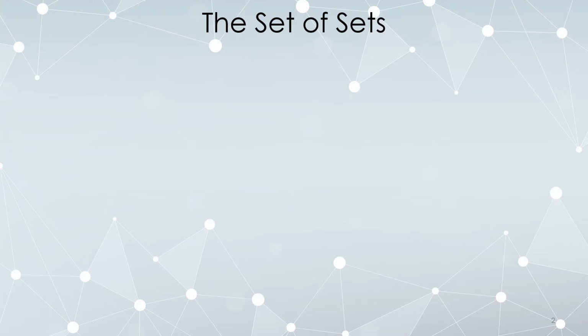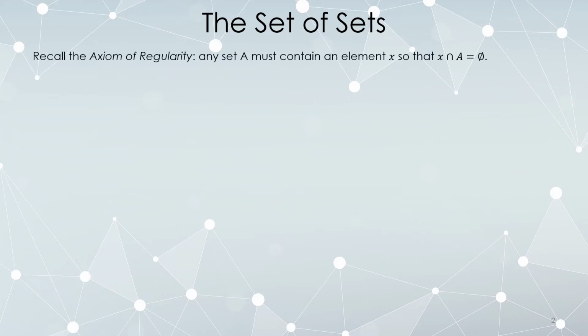So we're going to go over something known as Russell's paradox, which has to do with trying to construct a set that contains all other sets. So recall the axiom of regularity. Any set A must contain an element which is disjoint from the original set. Remember, in Zermelo-Fraenkel theory, the elements of the universe are all sets. The only thing we can talk about are sets. Even the elements of sets are also sets.